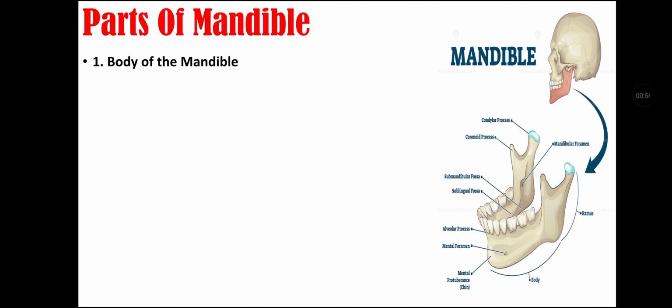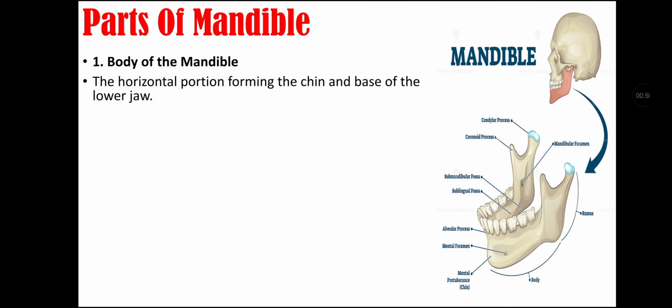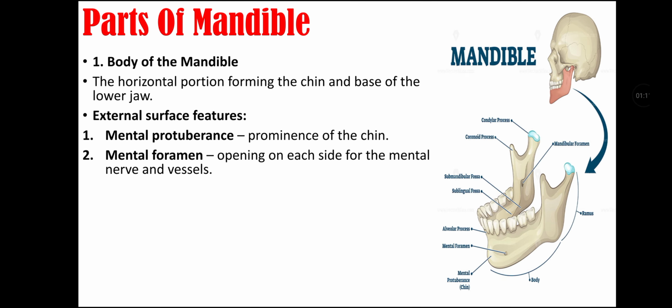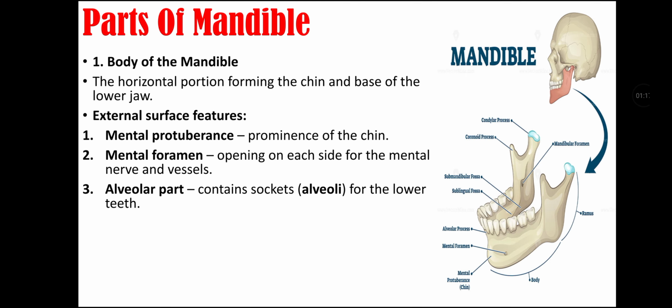Talking about the first part of mandible, that is the body of mandible. It is a horizontal portion that forms the chin and base of the lower jaw. External surface features of the body of mandible include mental protuberance, that is the prominence of the chin. Second feature is mental foramen, that is an opening on each side for the mental nerve and vessel. Third feature is the alveolar part that contains sockets for the lower teeth.